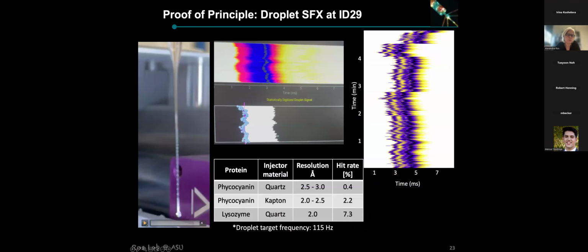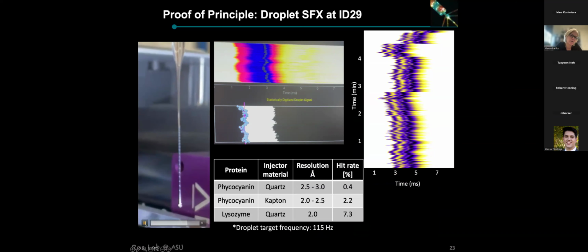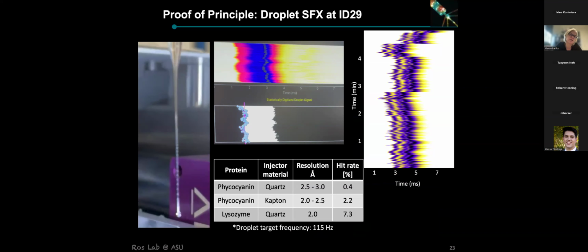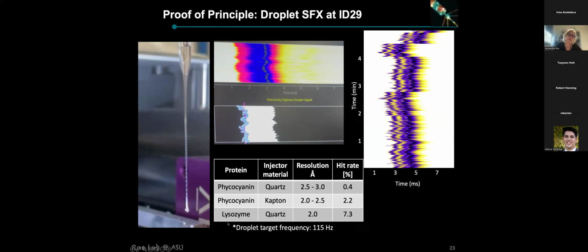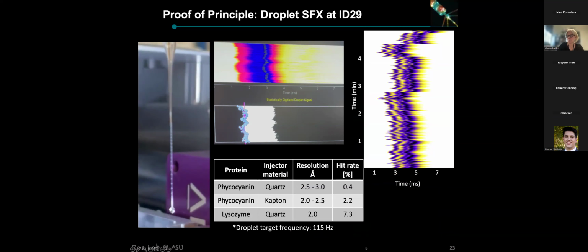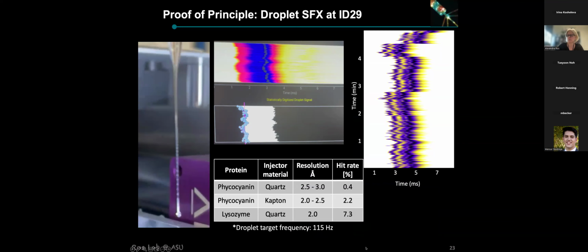Okay, so what's nice is if there's no chamber around, you can actually look at things very, very closely. This video shows the droplets as they come out of the droplet generator. We have a fused silica capillary to which we attach a quartz capillary, and you see these droplets nicely in there. I should say that the ID29 beamline can run at 230 hertz.